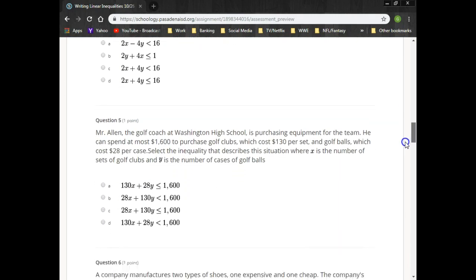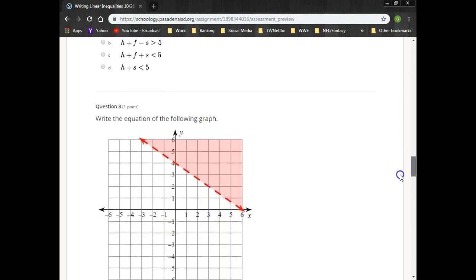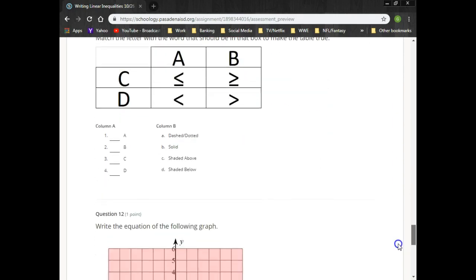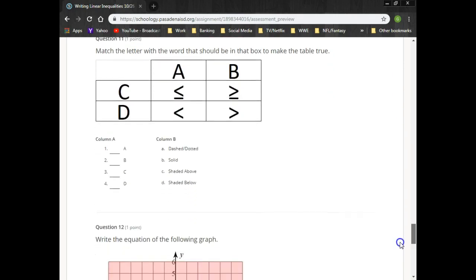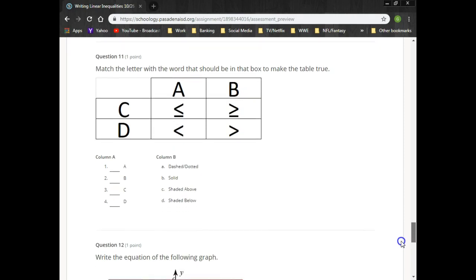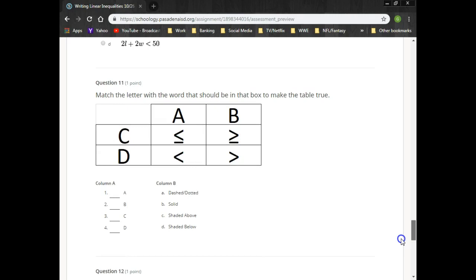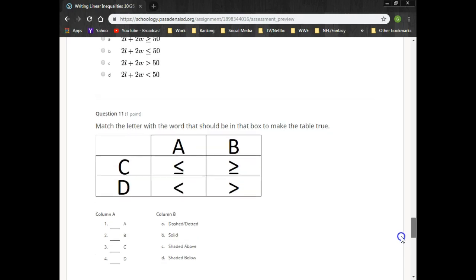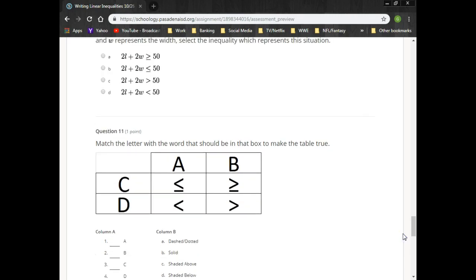It's not a test, it's just an assignment. It has word problems, and then it has the chart. Be careful with the chart, okay? You're just going to match what goes where. But be careful, it's different than yours, so you have to really pay attention, okay? All right, so go ahead and work on that.